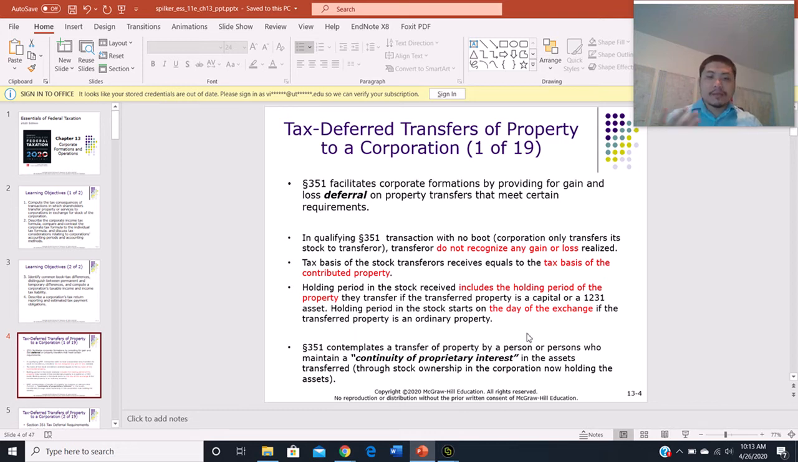So what exactly does section 351 do, and what are the qualifications, what is the requirement for a transaction to meet section 351? We're going to talk about that now.